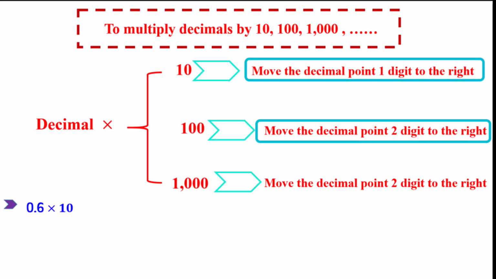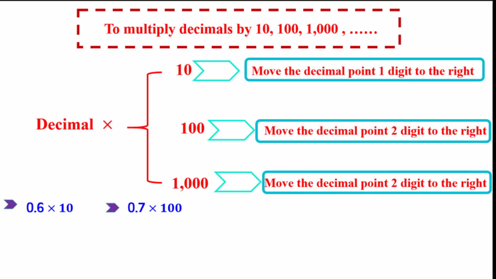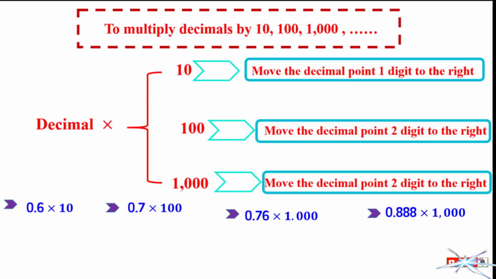For example, 0.6 times 10, it will be 6. 0.7 times 100, it will be what? Can you guess? It will be 70. 0.76 times 1000, yes, it will be 760. 0.888 times 1000, it will be a whole number. Apply the same rule here.